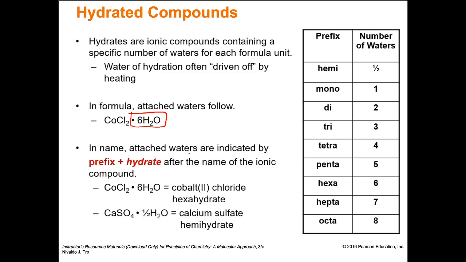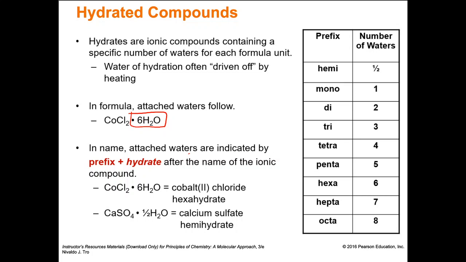So how do we name these? In the name, the attached waters are indicated by a prefix and then the word hydrate, after the name of the ionic compound. So just like you would name a regular compound, cobalt chloride, copper sulfate, anything like that, name it the exact same way, but now we're going to add the hydrate portion to it. So for instance, here I have cobalt 2 chloride, and I see that it has 6 waters attached to it. So this is the prefix scale that we're going to use.